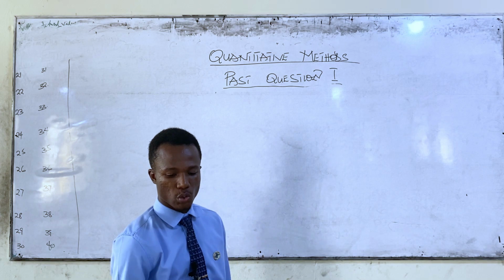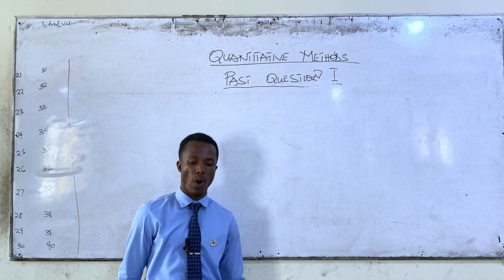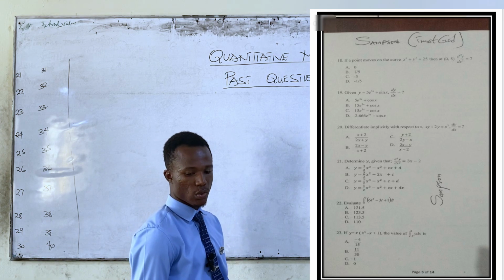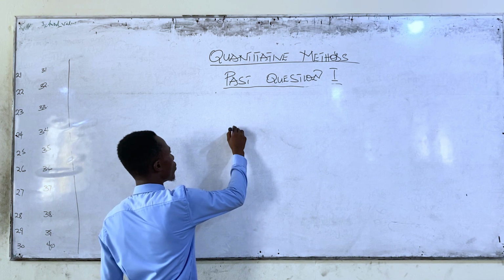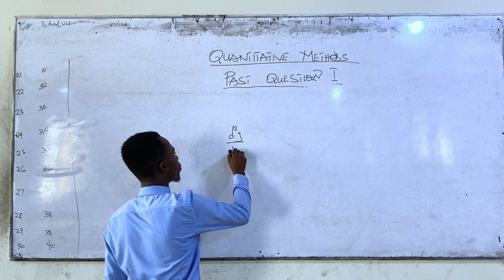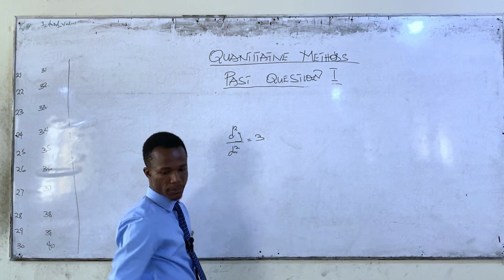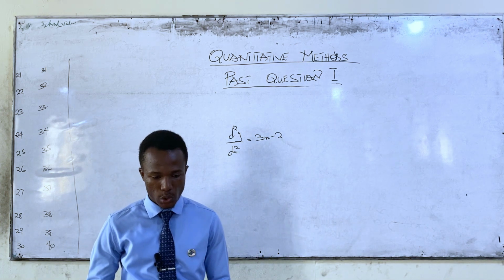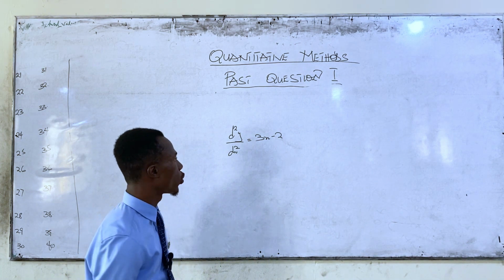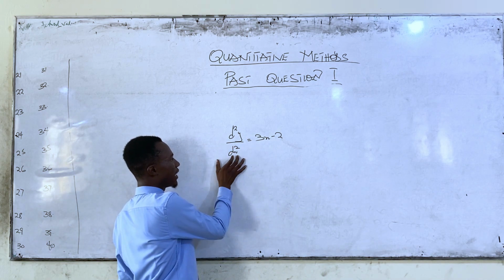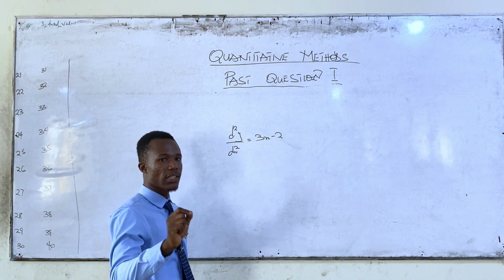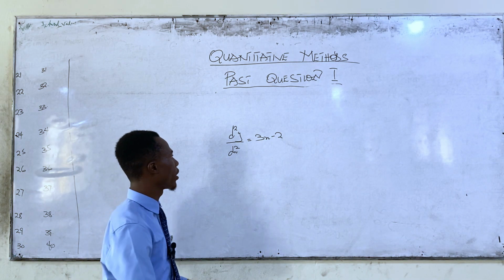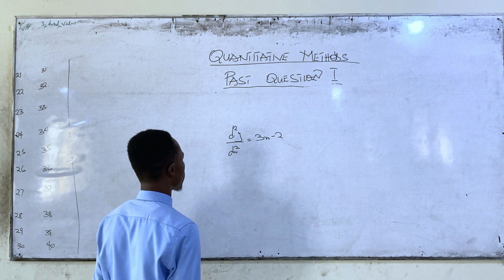Question 21 says, determine y given that d squared y over dx squared is equal to 3x minus 2. So determine y. It means we have to integrate this to get dy dx. Then we integrate dy dx again to get y. That is what the question is asking us to do.